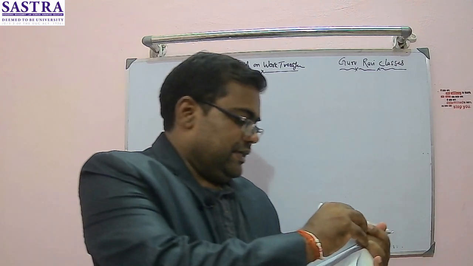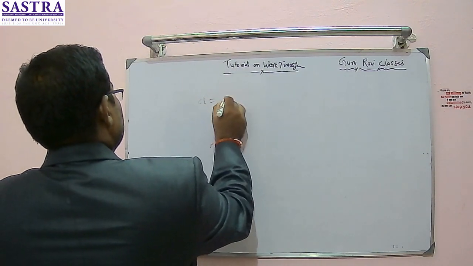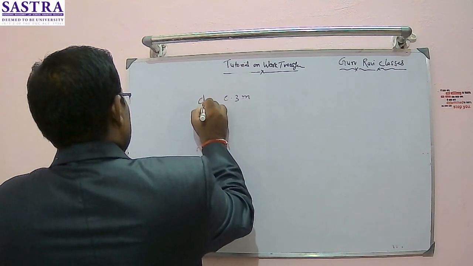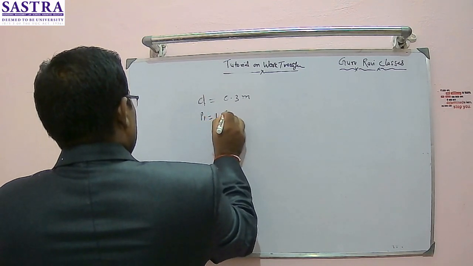So clearly said, a spherical balloon is there whose diameter is given 0.3 meter, right? This is the diameter of the balloon, contains air at pressure 1.5 bar.